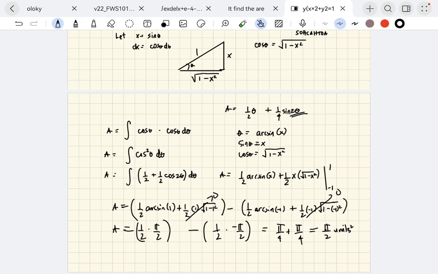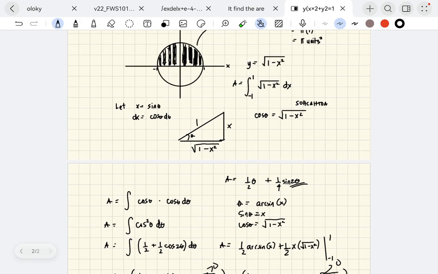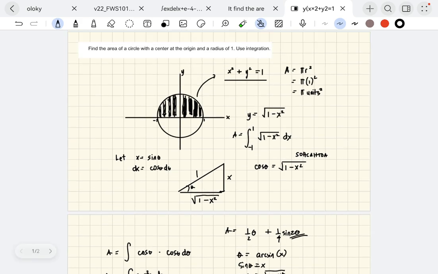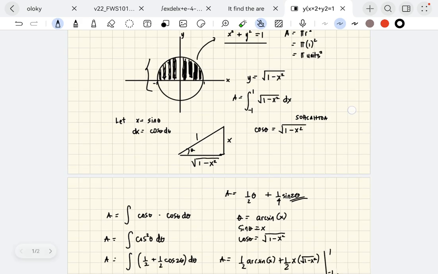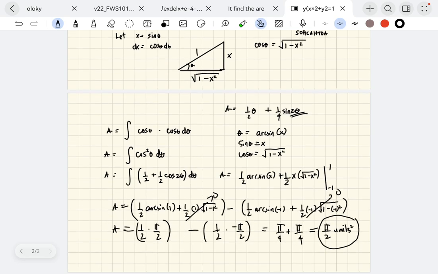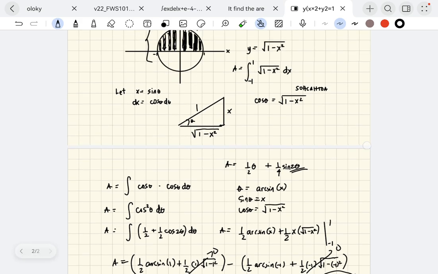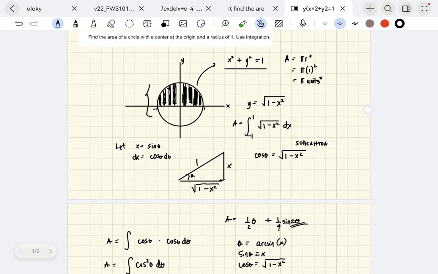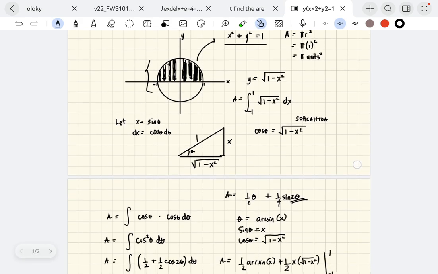Now, this is just the upper half of our circle. And we know that this is symmetrical, so I just need to multiply that by 2. So the area of the circle is just 2 times pi over 2, and that's just pi units squared. So we have proven that the area of the unit circle is just pi units squared using integration.